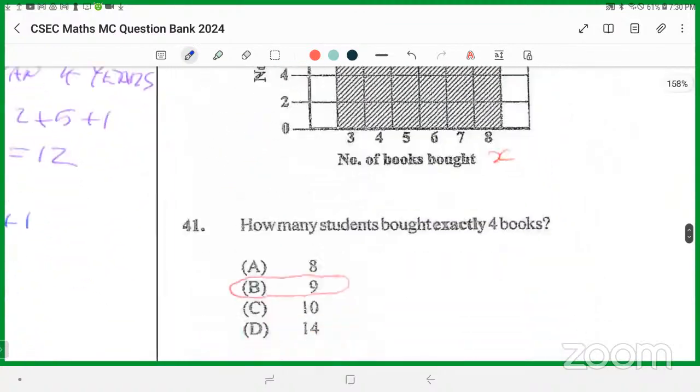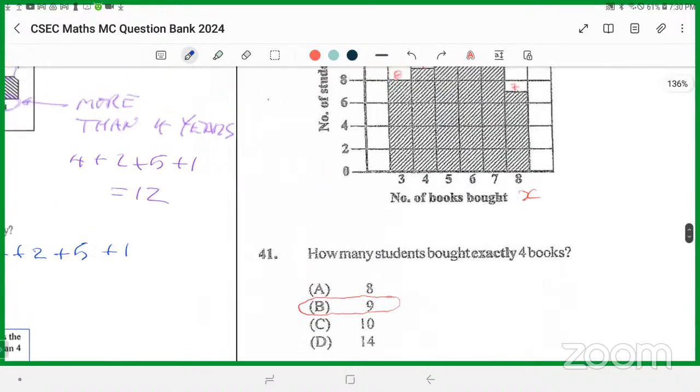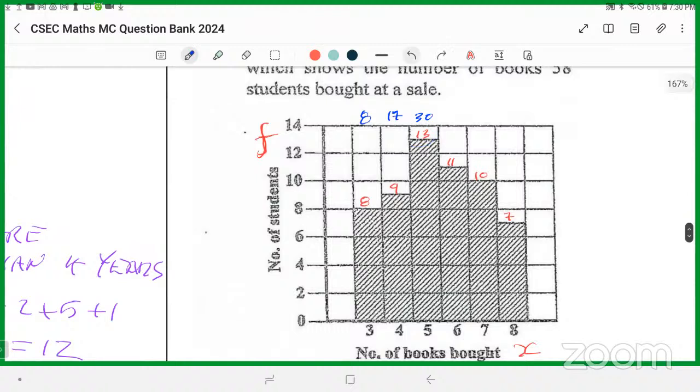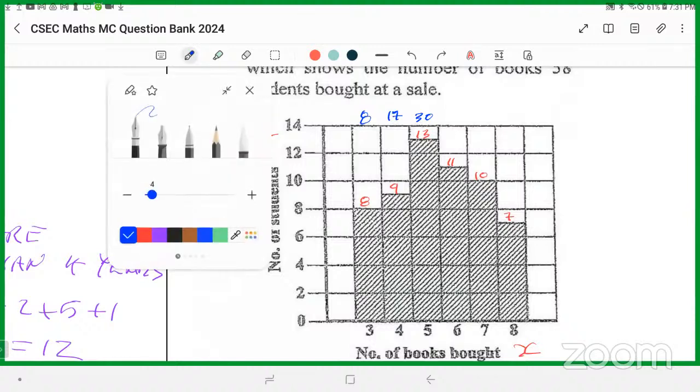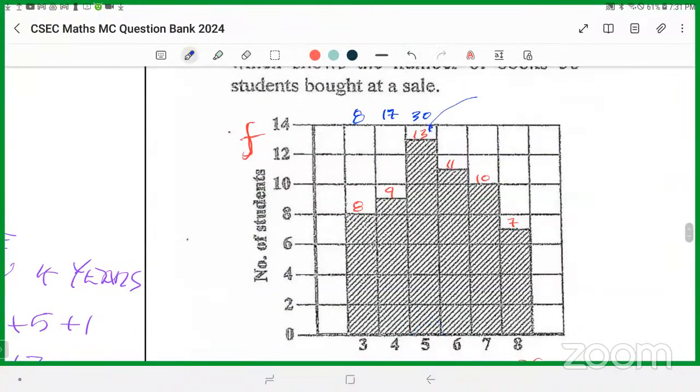What are we trying to get again? Trying to get the 29th and the 30th. Good. So since we reach 30 when we finish this group, it means that the 29th and the 30th person are in this group right here that bought 5 books. When we finish the previous group, we only reach the 17th person. And then these 13 persons that were added took us all the way up to the 30th person. So this group has the 29th and the 30th person.